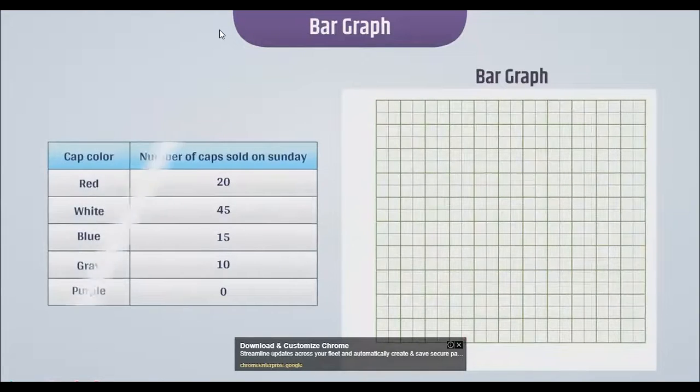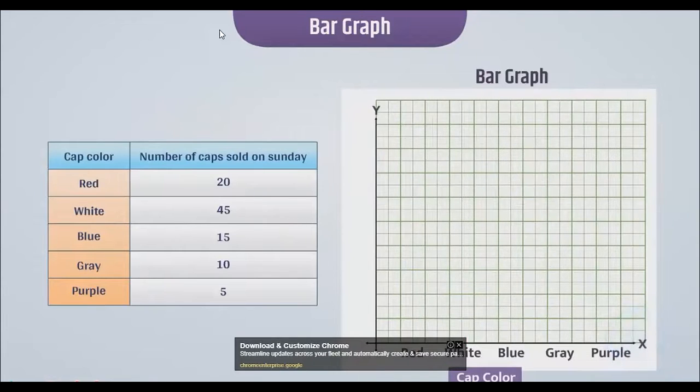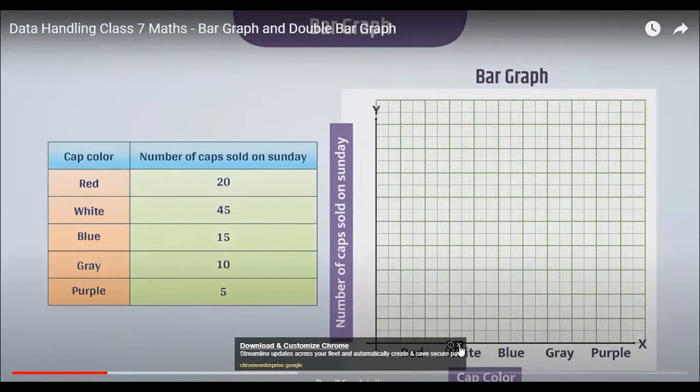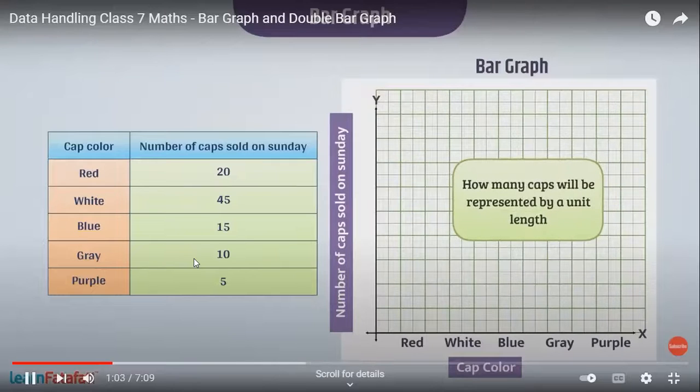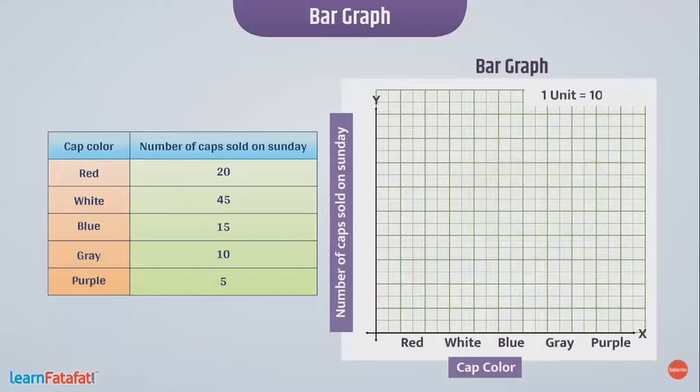Let's represent the following data using a bar graph. To represent data graphically, first of all, we will draw a horizontal line and a vertical line as shown. Then, we write categories such as red, white, blue, grey and purple on the horizontal axis and the number of caps sold on the vertical axis. Then, we will choose an appropriate scale, that is, we will specify how many caps will be represented by a unit length of a bar. Here, we will choose 1 unit equal to 10 caps. Accordingly, we will write the number of caps on the vertical axis.